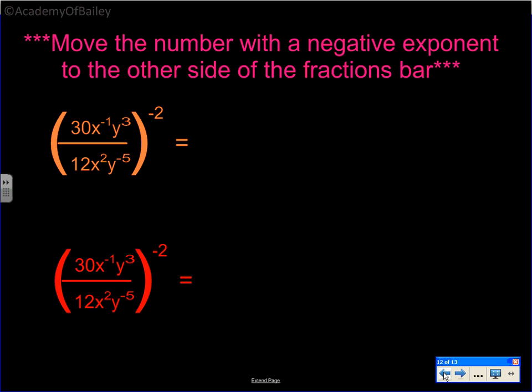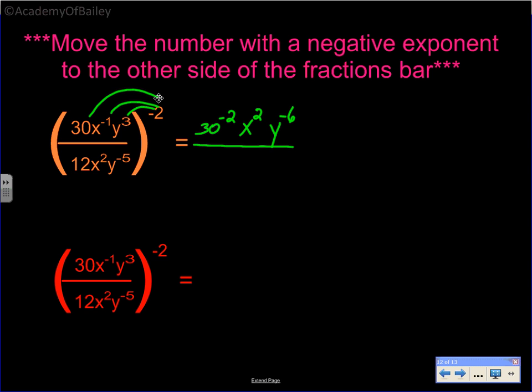All right, so if we look here, 30 is going to get a negative 2 exponent. So 30 has an exponent of 1, and 1 times negative 2 is negative 2. X to the negative first times negative 2. Well, what's negative 1 times negative 2? Positive 2. And then y to the third, and then 3 times negative 2 is going to be negative 6. So this is how you can simplify this a little bit quicker and still get the right answer.